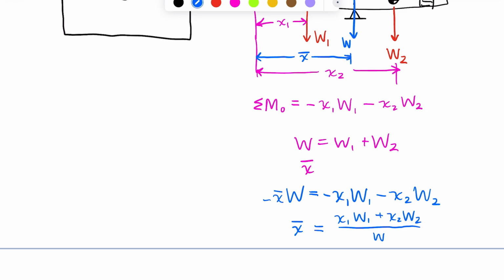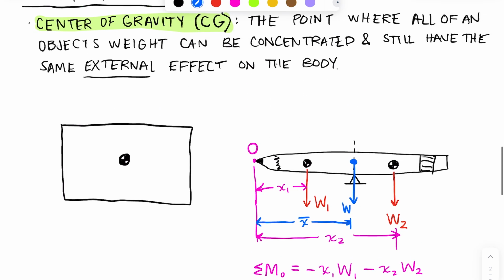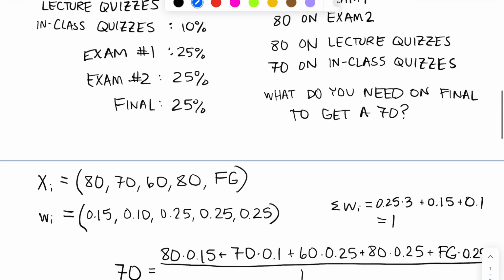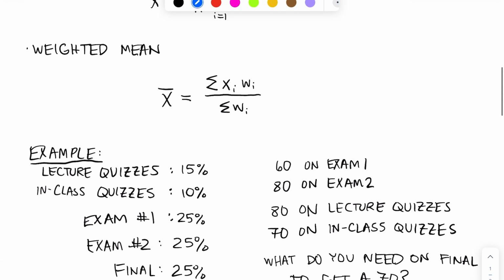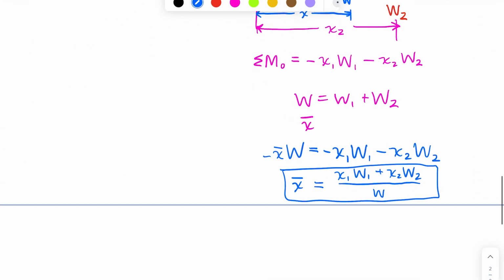Now this looks exactly like a weighted average, doesn't it? If I go back up to my equation for a weighted average here, I've got the sum of xi times its weight divided by the sum of the weights. That is exactly what I ended up with down here.